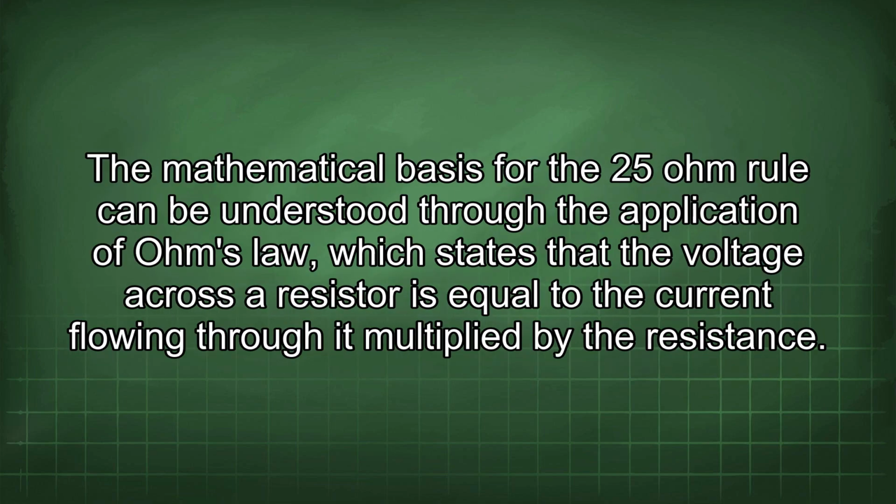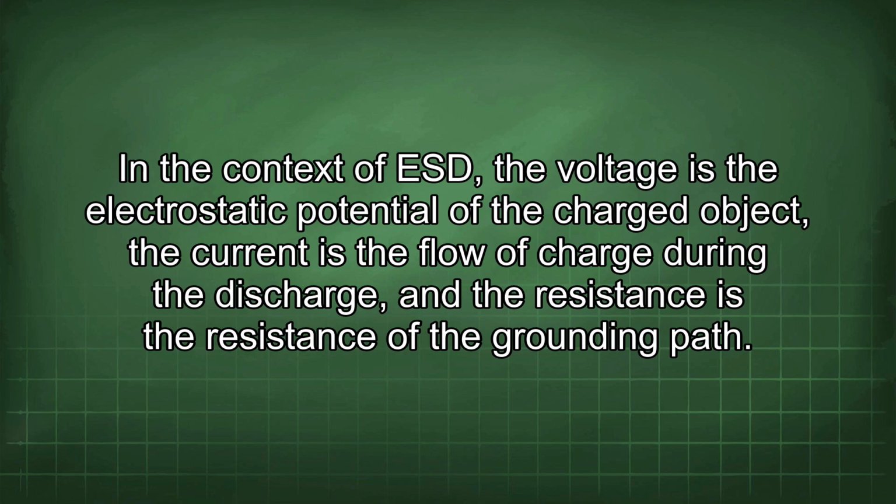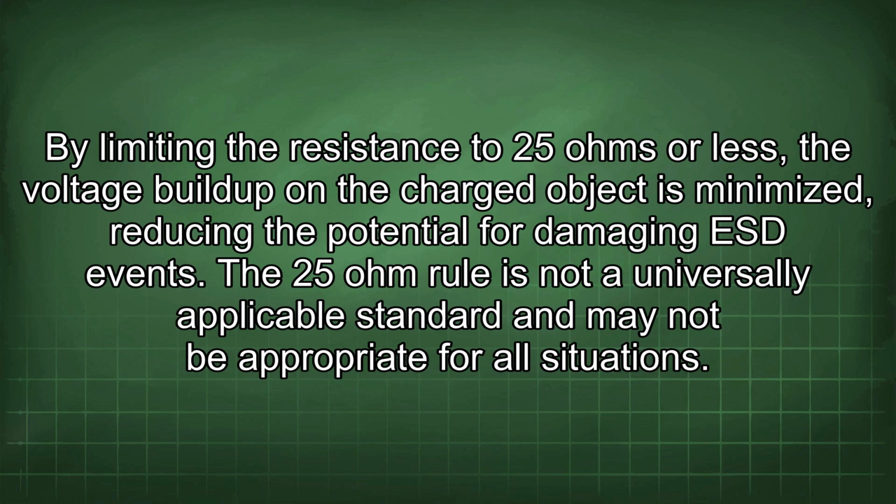The mathematical basis for the 25 ohm rule can be understood through the application of Ohm's law, which states that the voltage across a resistor is equal to the current flowing through it multiplied by the resistance. In the context of ESD, the voltage is the electrostatic potential of the charged object, the current is the flow of charge during the discharge, and the resistance is the resistance of the grounding path. By limiting the resistance to 25 ohms or less, the voltage buildup on the charged object is minimized, reducing the potential for damaging ESD events.